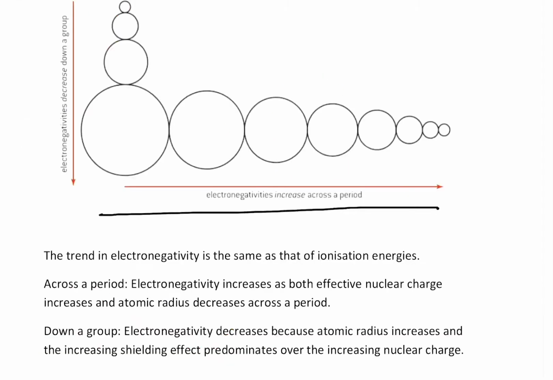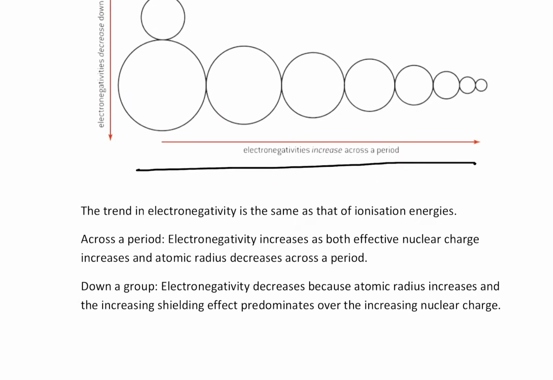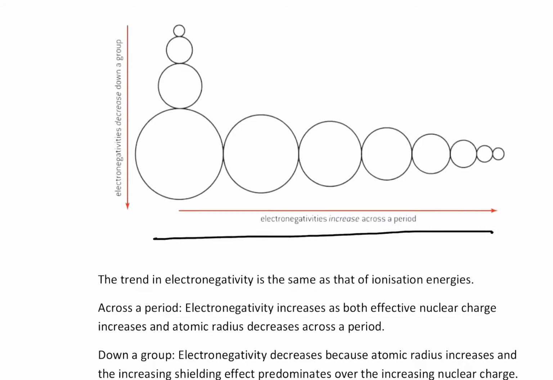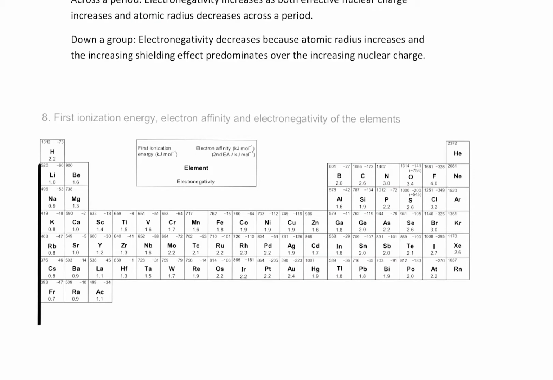But if you look down the group, the size of the atoms increases and the nucleus is shielded. There is a shielding effect. Atomic radius increases. There is an increasing shielding effect that predominates over nuclear charge, which means that the nucleus is less able to pull electrons towards itself. So this is about electronegativity.